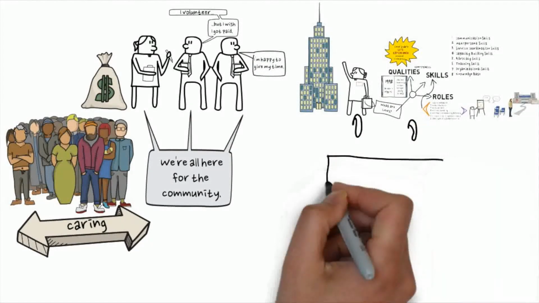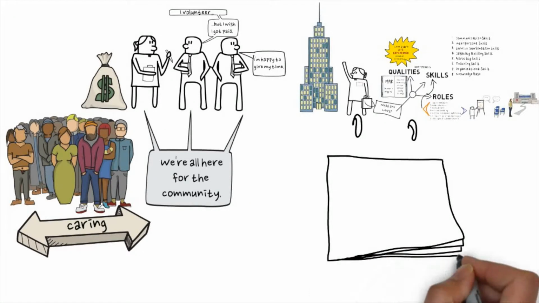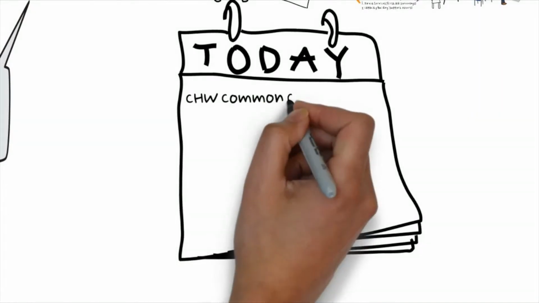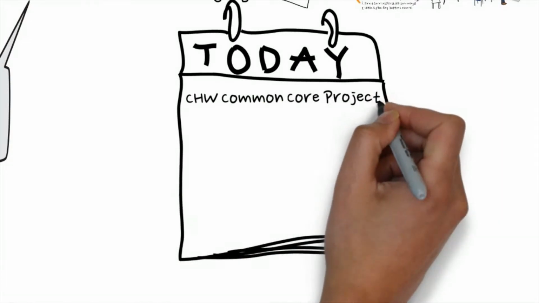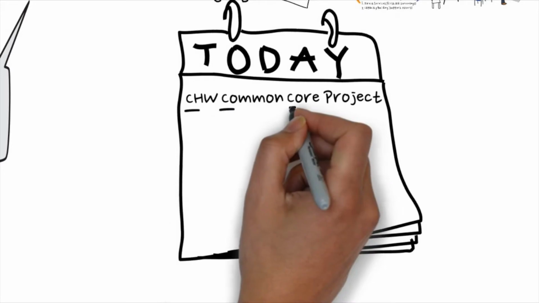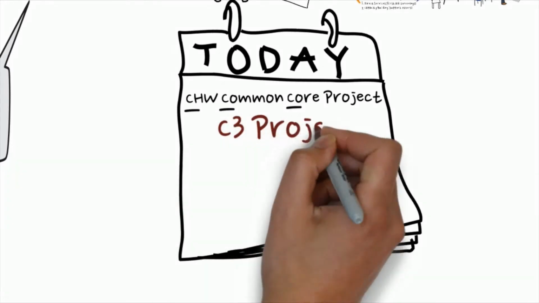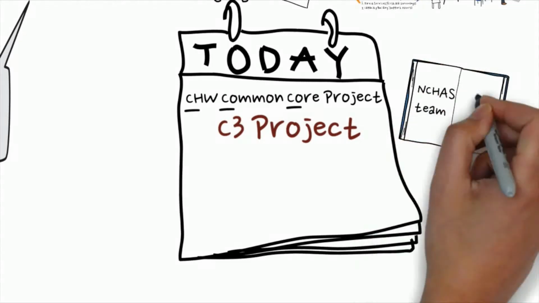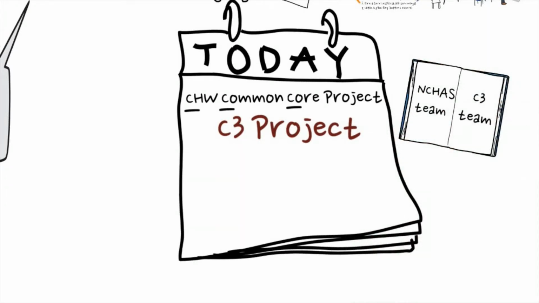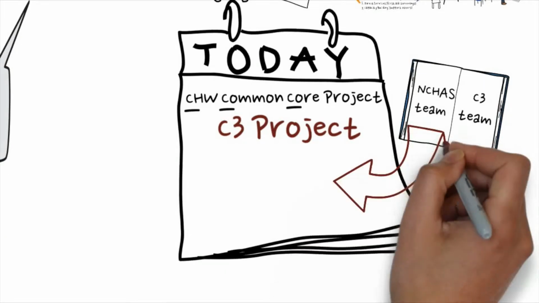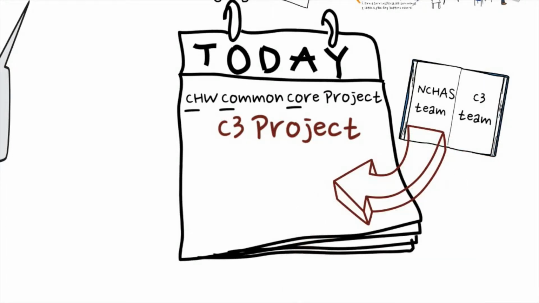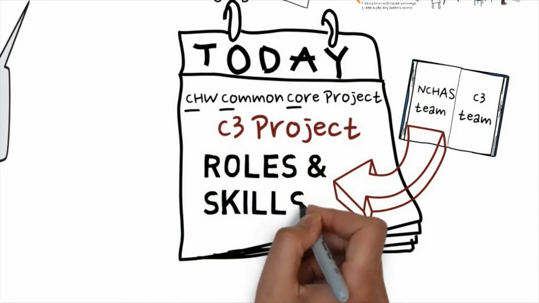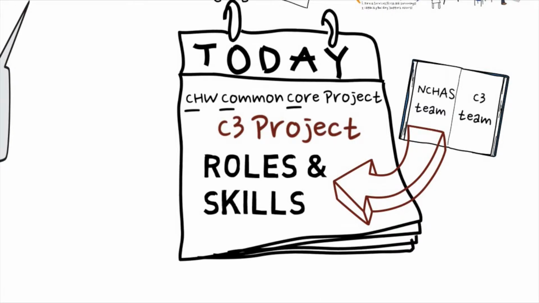You may wonder whether these roles and competencies represent today's reality for CHWs as they did more than 16 years ago when the National Community Health Advisor Study was released. That is the purpose of the National Community Health Worker Common Core Project, also known as the C3 Project. Many of the same people who worked on the National Community Health Advisor Study are part of the C3 Project. The C3 Project is focused on building forward from the National Community Health Advisor Study to offer contemporary guidance on CHW roles and skills that support the work that CHWs do today.